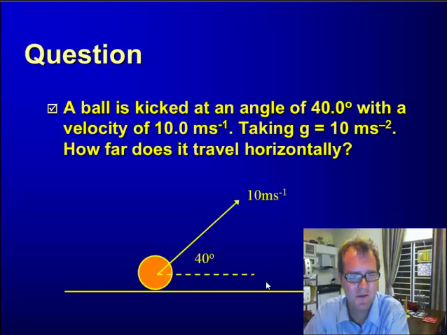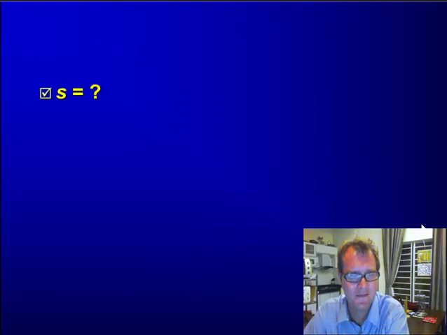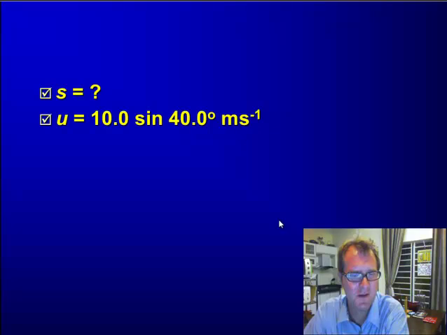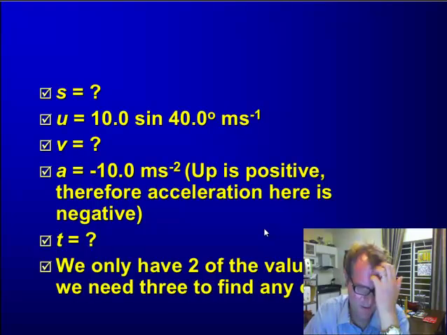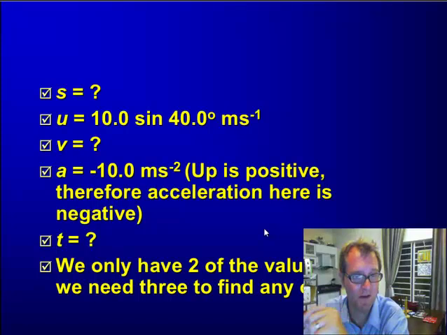Think about this visually first of all. So we've got 40 degrees and a velocity of 10 meters per second. That's our starting point. Now, we want to know what the distance is. If we're looking at the different components, we know what our initial velocity is, and we know what the acceleration is. And we don't know what our time is. So there's lots of unknowns in this situation. We only have two values when we need three values. And these are the things which are given to us straight away.